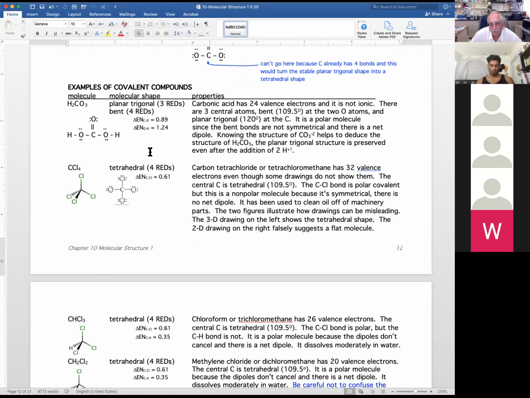Now let's try to figure out if this is polar or nonpolar. The difference in electronegativity between carbon and oxygen is 0.89. Between oxygen and hydrogen it is 1.24. So that means that all of these bonds in here are going to be polar.